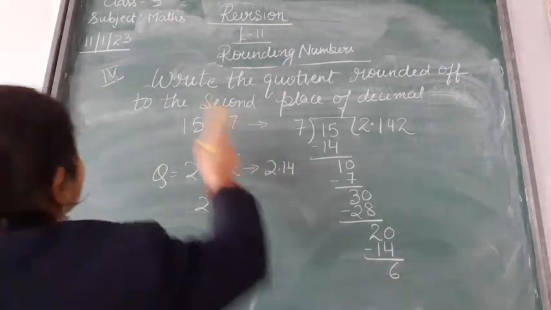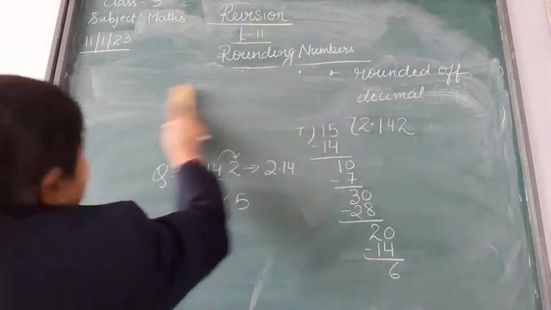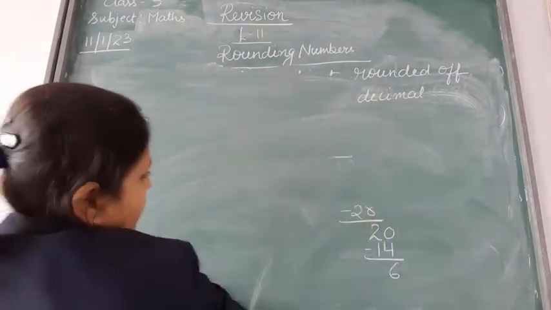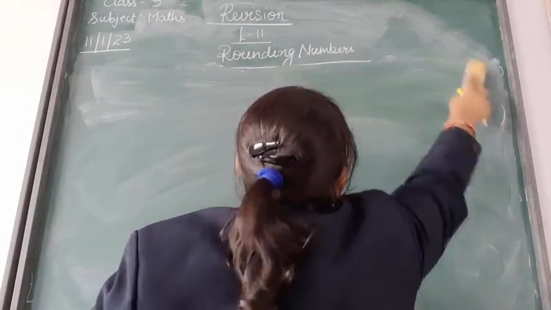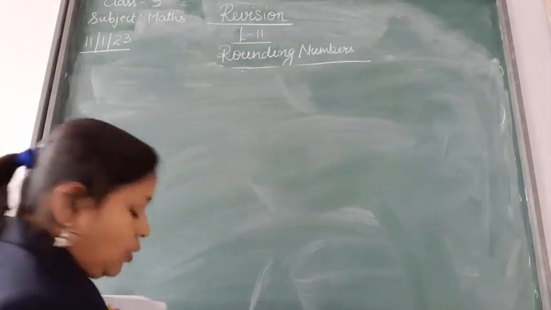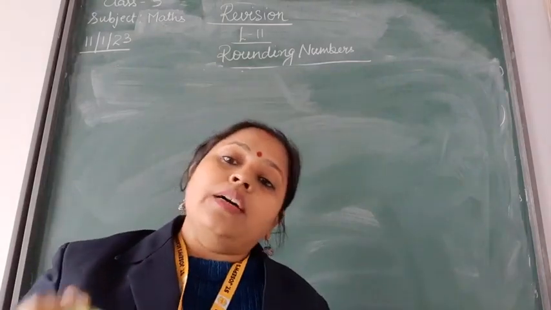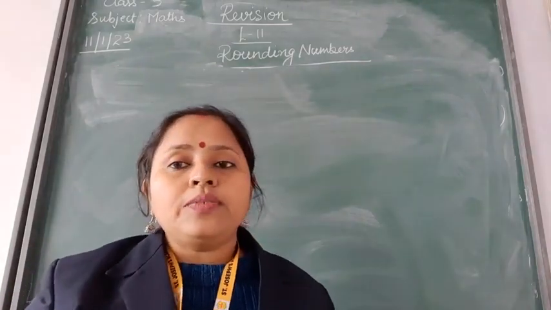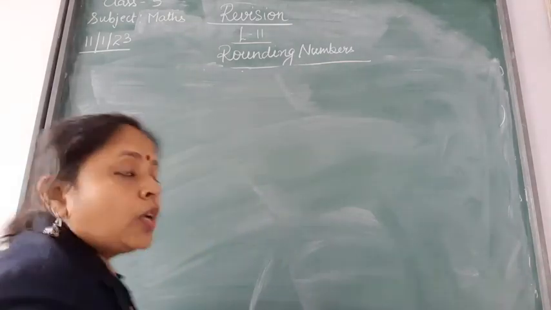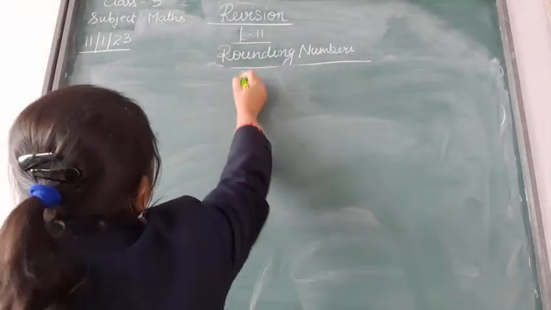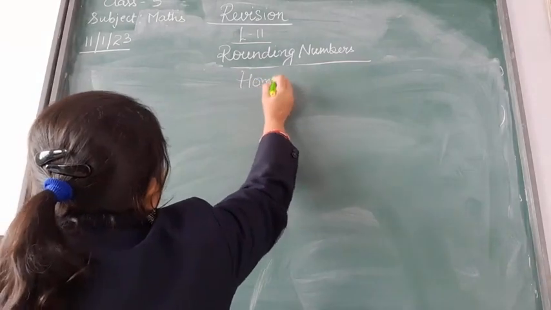So now children, let's come to the homework. We have done the revision of the rounding off, and we have again revised how to do the rounding off of the whole number and that of the decimal fraction. So now let's do some of the questions for homework. So what is your homework? Let's see.